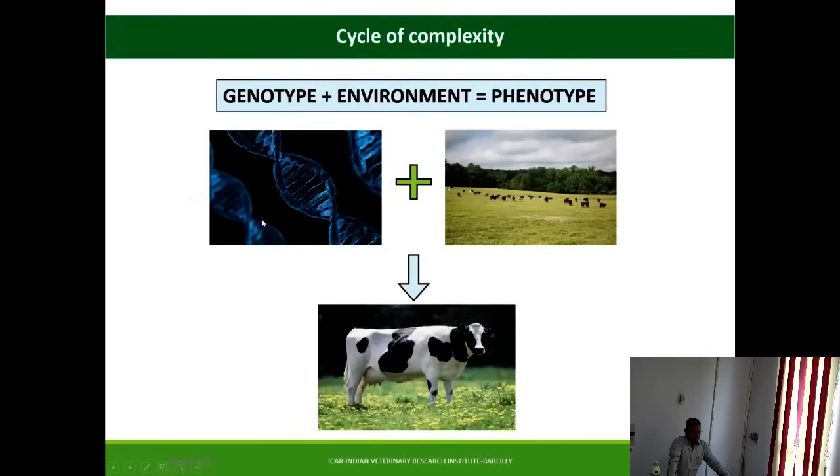Now if you come to the cycle of complexity, this is the most important equation in animal genetics. Everybody should know that genotype alone is not enough. In the environment it is existing, and this is the phenotypic expression of an animal, and that is how it is designed. That means phenotype is equal to genotype plus environment. But we, being the geneticists, are more concentrated here in the genotype area. So what is a genotype?